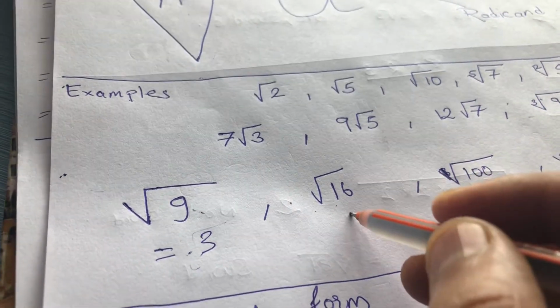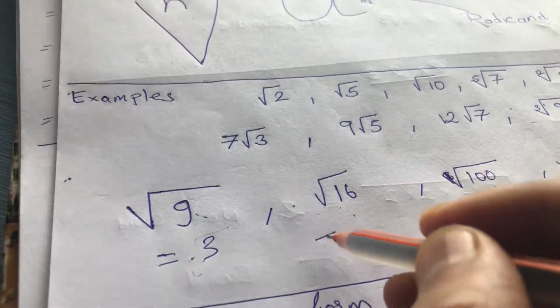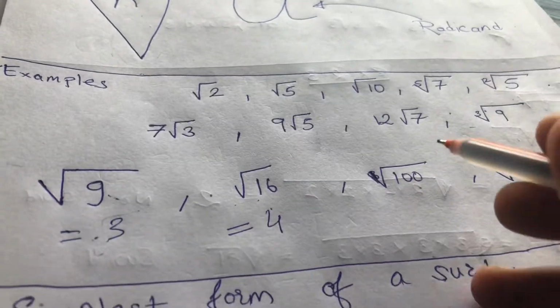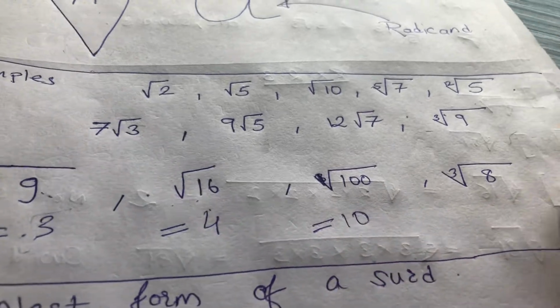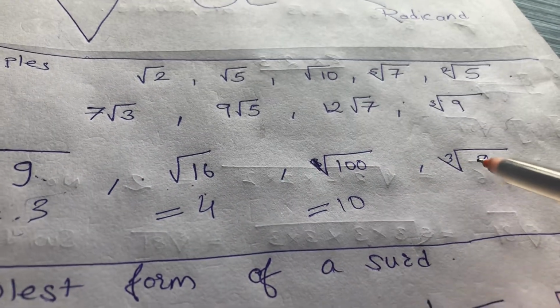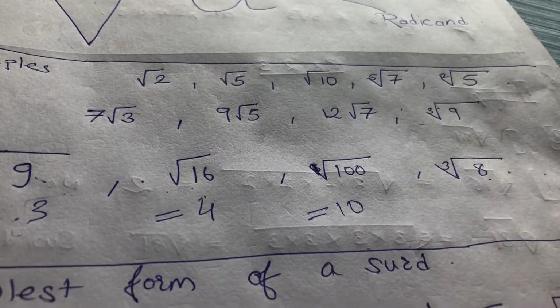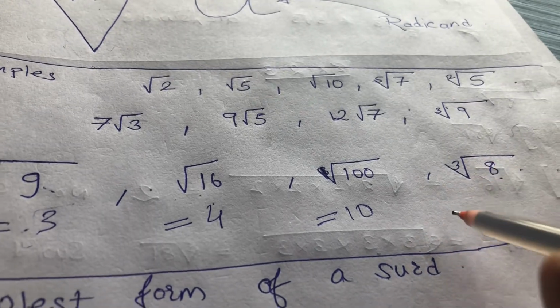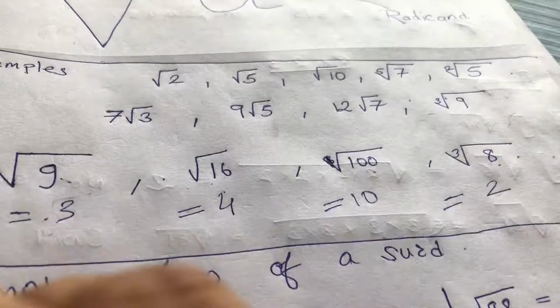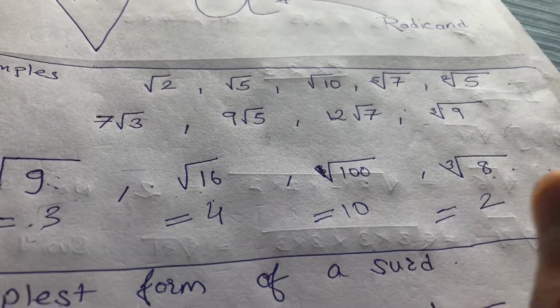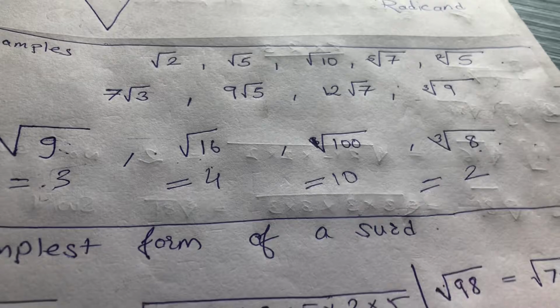This root 16 is also not a surd. Its value is 4. Here also, root of 100, which is 10. And cube root of 8. So 8 is 2 into 2 into 2, so the cube root of 8 is 2. Hence all these four just look like surds but they are not surds, okay.